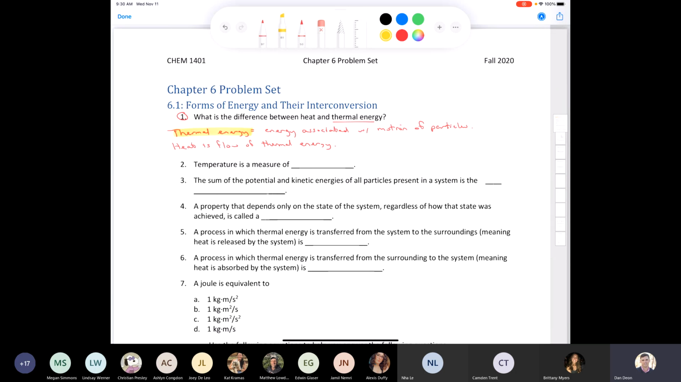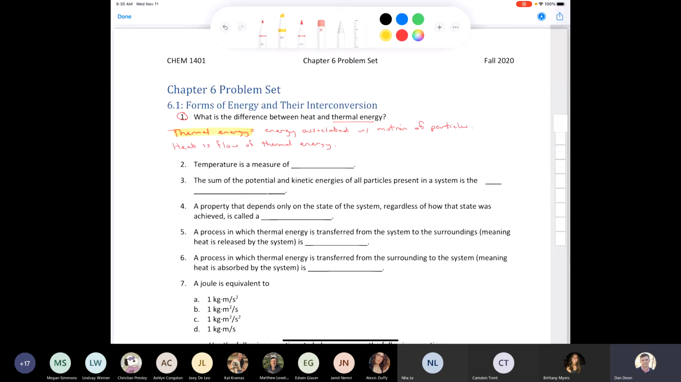is, what has more thermal energy, a boiling coffee cup full of water, or a swimming pool full of water at 60 degrees Celsius? Well, the answer is going to be the swimming pool, right? Because you add up all the energy of all the particles in your system.